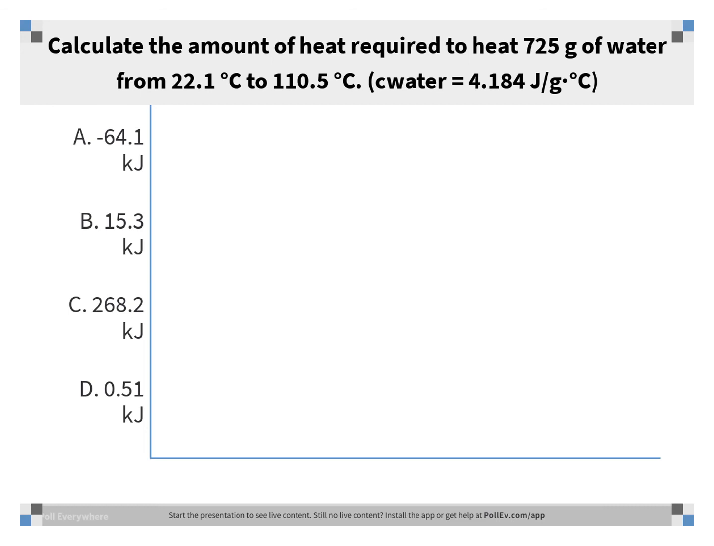The correct answer is C, 268.2 kilojoules. So you're using your equation Q equals mc delta T, where m is your mass of 725 grams, c is the specific heat of water, which is 4.184 joules per gram Celsius, and delta T will be T final minus T initial, so that will be 110.5 minus 22.1. And that gives you overall 268.2 kilojoules.